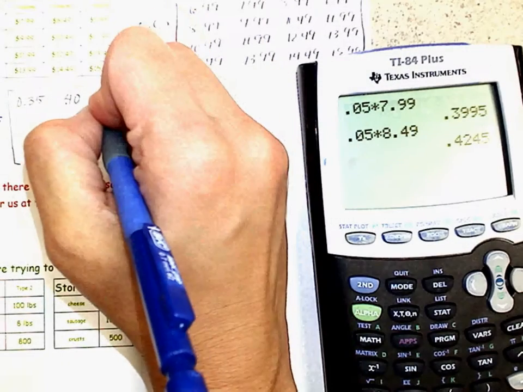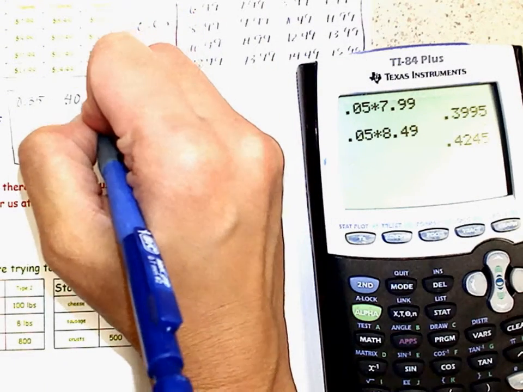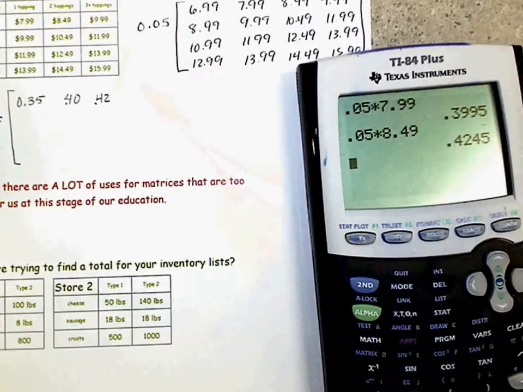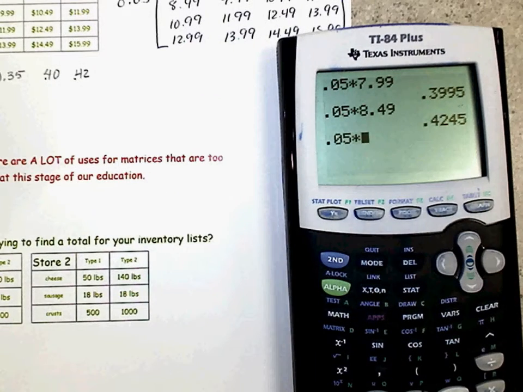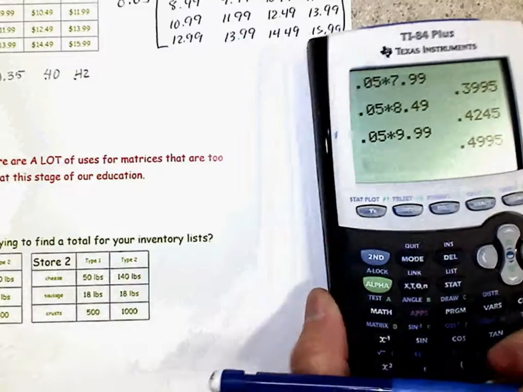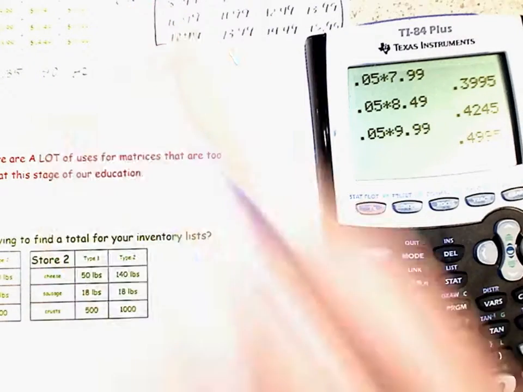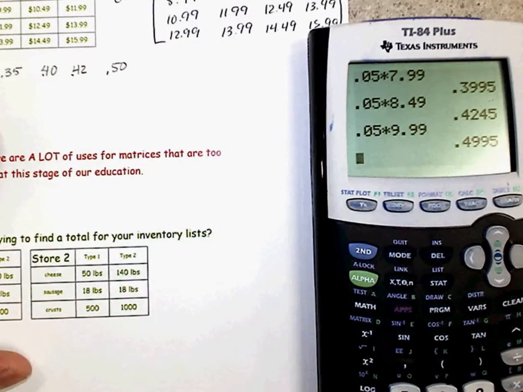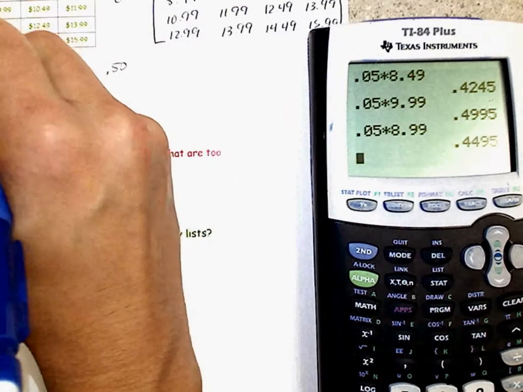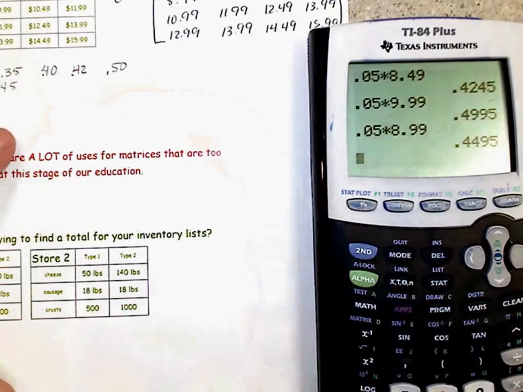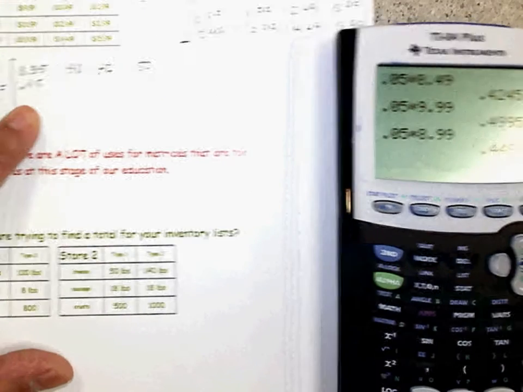I know this is crazy, but it will be a lot easier in a little when I show you guys how to do this on a calculator. But for right now, I want you to do it by hand. Okay? So keep going. 0.05 times 8.99. You guys see a pattern taking place? 0.05 times 9.99.